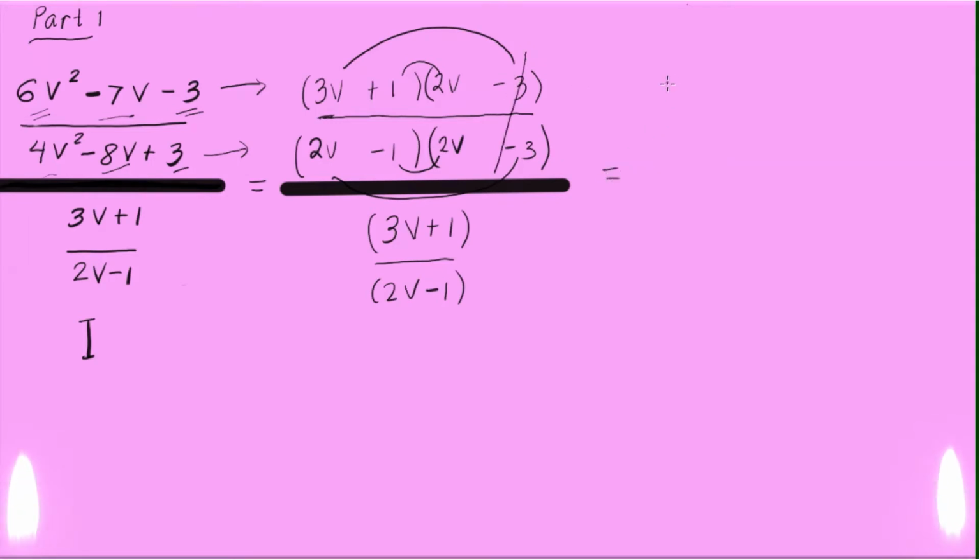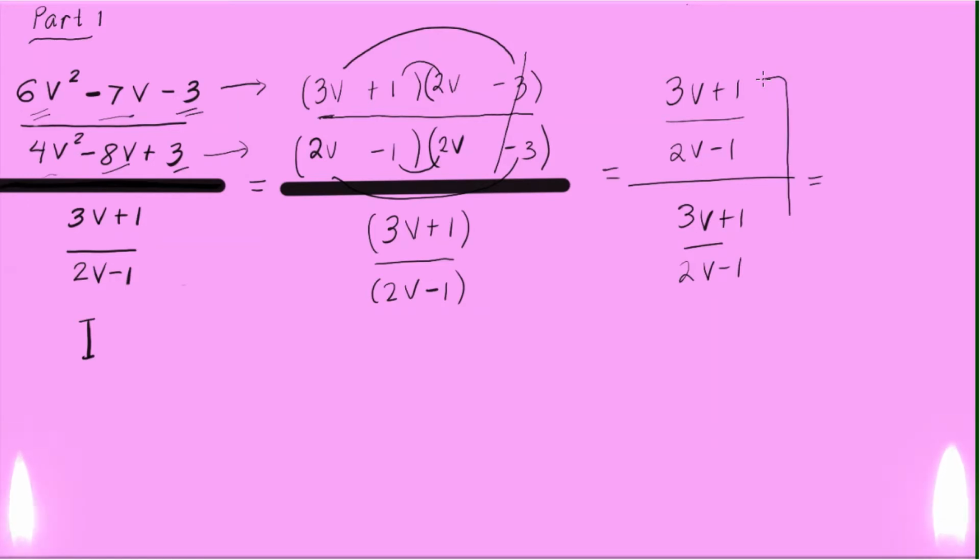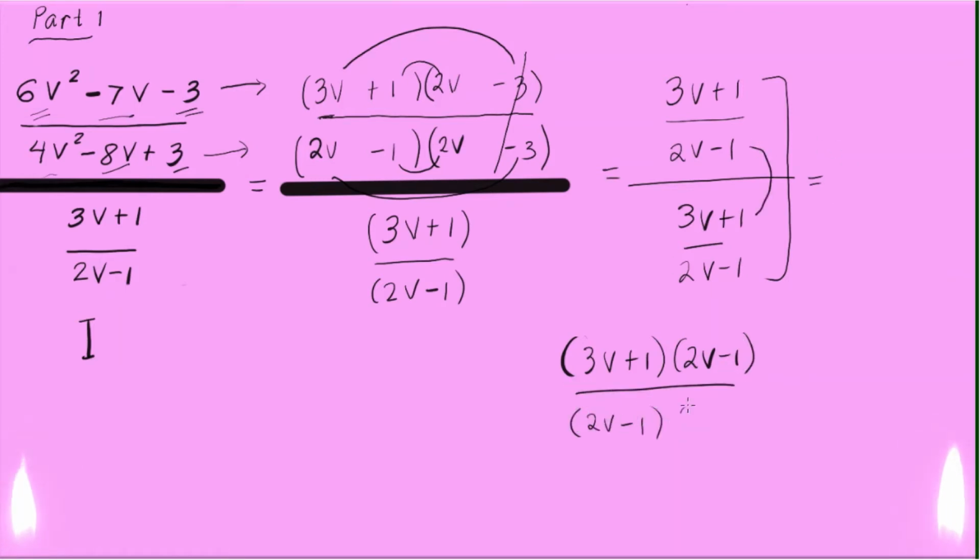That leaves us just the 3v plus 1 over 2v minus 1, all over 3v plus 1 over 2v minus 1. And to simplify this complex fraction, let's use outer times outer. That is 3v plus 1 times 2v minus 1, all over inner times inner. That is 2v minus 1 times 3v plus 1. Now, we can cancel out the 2v minus 1, also the 3v plus 1, and that leaves us 1, or I. That's the hidden message for Part 1.